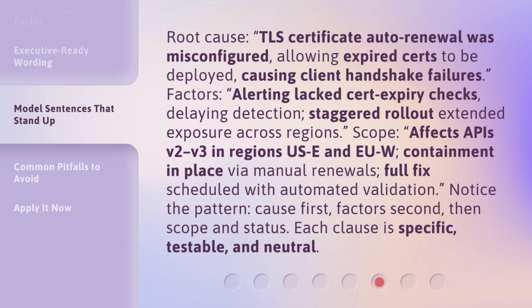Root cause: TLS certificate auto-renewal was misconfigured, allowing expired certs to be deployed, causing client handshake failures. Factors: alerting lacked cert expiry checks, delaying detection; staggered rollout extended exposure across regions. Scope: affects APIs version 2v3 in regions USE and EUW. Containment in place via manual renewals. Full fix scheduled with automated validation.